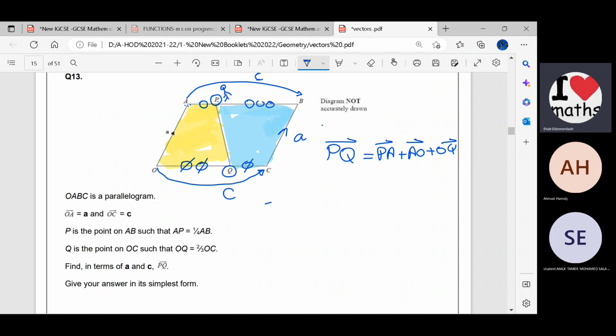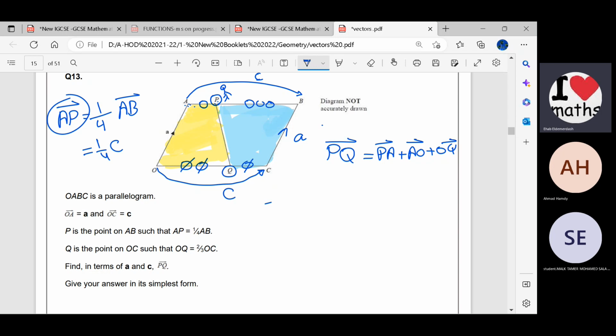Let's try to translate the parts. I want everyone to pay attention with me. AP was 1 part over 4 parts. Do you see this AP? What was AP? One quarter of the whole AB, which is C. So I can express it as 1 over 4 of C. That is AP.